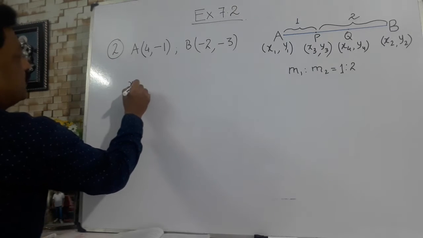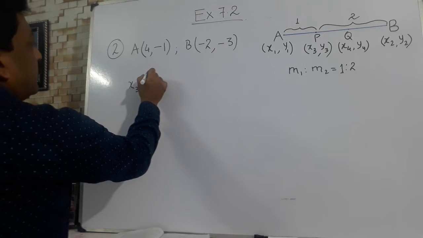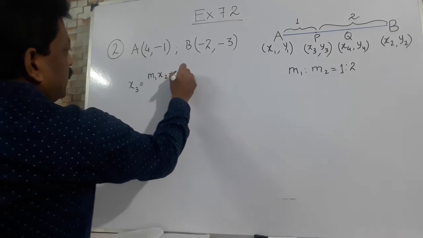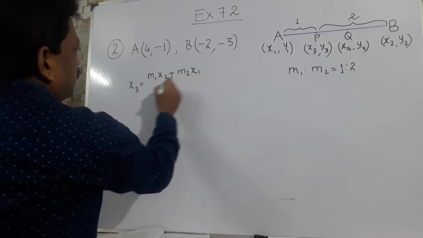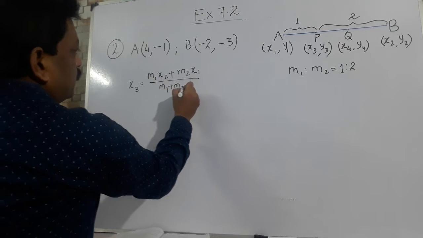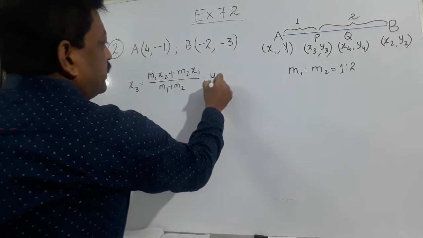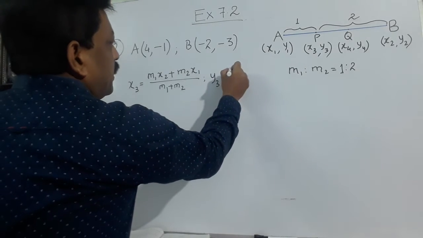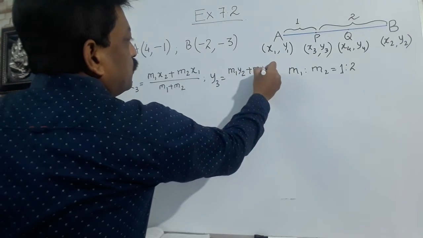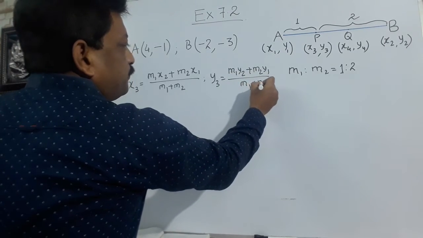So you all know the section formula. X3 will be M1 x2 plus M2 x1 by M1 plus M2 for the x coordinate. Similarly, for the y coordinate, y3 equals M1 y2 plus M2 y1 by M1 plus M2.